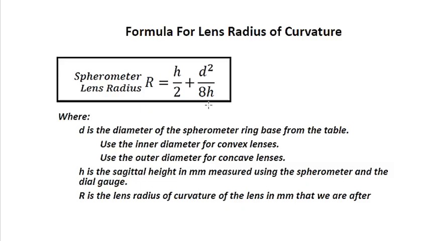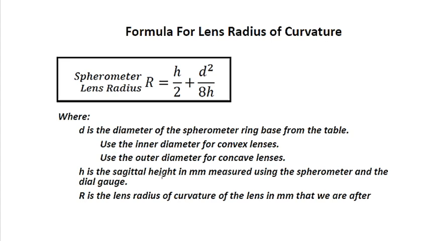So here is your formula for the lens radius of curvature, and this is the spherometer lens radius of curvature that you can calculate. So the equation uses your sagittal height and your base diameter, of course, and here is the description of this equation. Your D is the diameter of the spherometer ring base from the table.